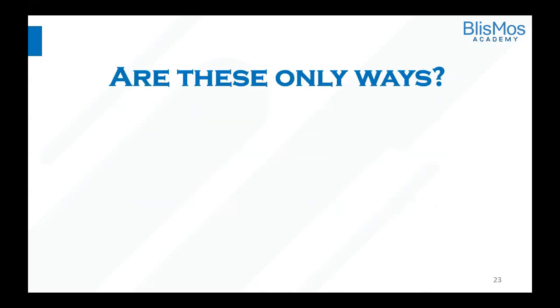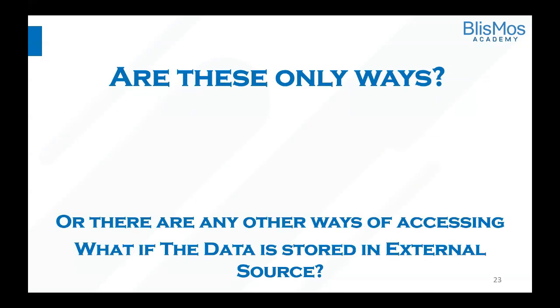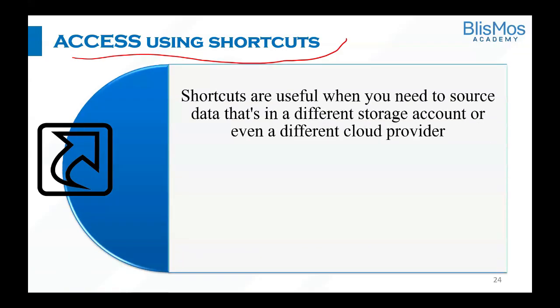We understood local files and all those things. All the data is more or less within the Fabric environment. What if the data is stored in an external source? We already discussed this. If the data is not within the Fabric environment, we can also access it using shortcuts. Shortcuts are useful when you need to source the data from a different storage account or even a different cloud provider.